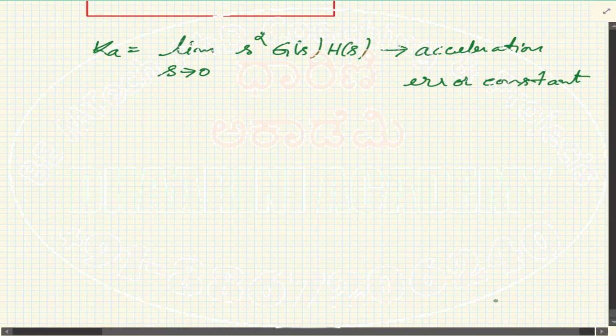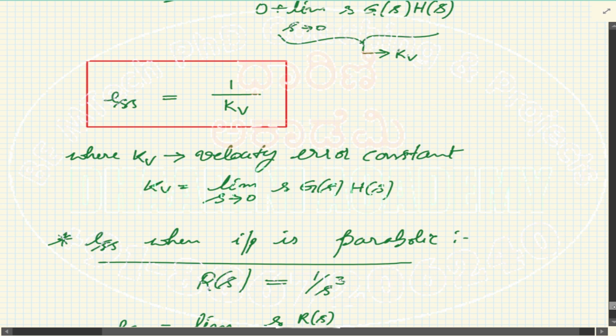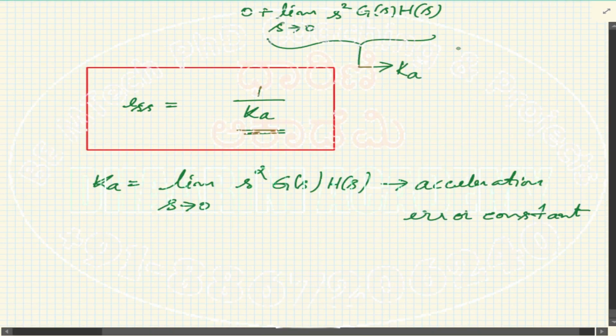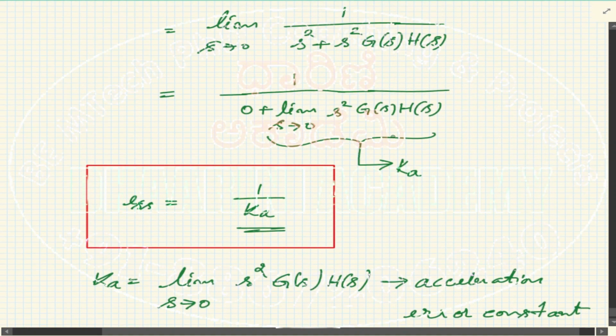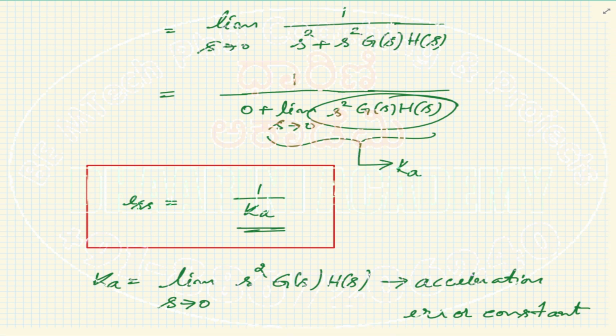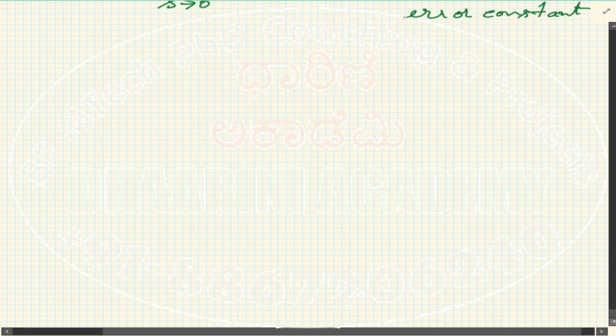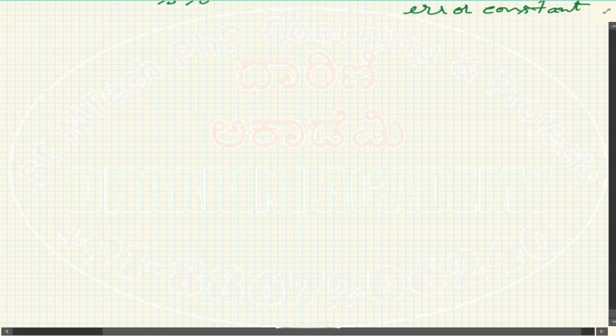Now, there is another view for the calculation of this error by looking at G into H, because everything depends on G into H, right? As we have already seen, we are not cancelling this term, right? Since s tends to 0, s square G into H we are not cancelling, because G into H could have something to cancel the s square, correct? So that is what is called the type of the system.